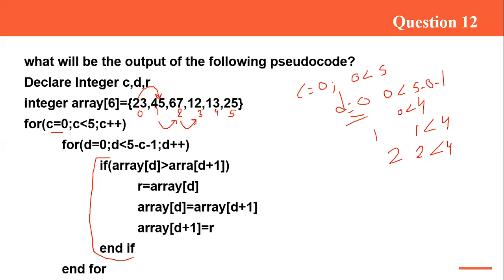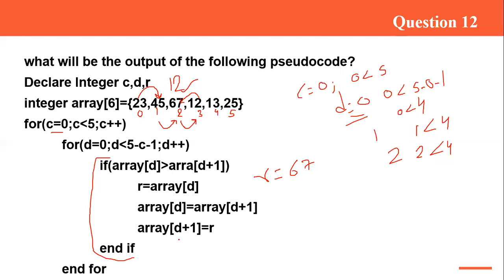67 greater than 12. Is it true? Yes. As it is true, what we are doing? AR of D you are copying into R. So R will become AR of D. That means what? AR of 2. D is 2, right? AR of 2 means 67. Then AR of D will become AR of D plus 1. So whatever the value that is there in D plus 1, that will be copied into D. That means in the place of 67, I'll have 12.